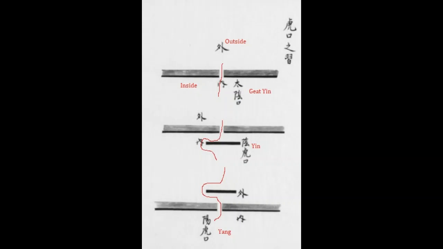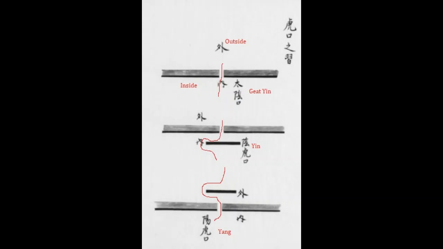So on this page we're looking at diagrams of the fundamental diagram of the castle openings. And you'll see the outside and then the inside. So that thick line represents the castle wall, the fortification wall. And then you see the kanji for outside and inside. And then you'll see a little break there. That little break with the red line going through it, that's the opening.